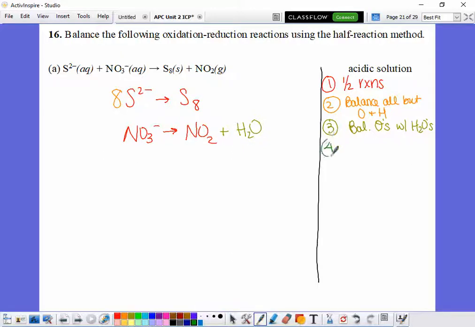Step 4. Balance hydrogen with H plus ions. Same type of thing we did with the waters. We're going to add hydrogen ions to the opposite side to make them balance out. So in my first half reaction, I have no hydrogen. I don't need to do anything with it. My second half reaction, since I added those waters, I have 2 hydrogen atoms on the right. I need to balance that by adding 2 H plus ions to the left.